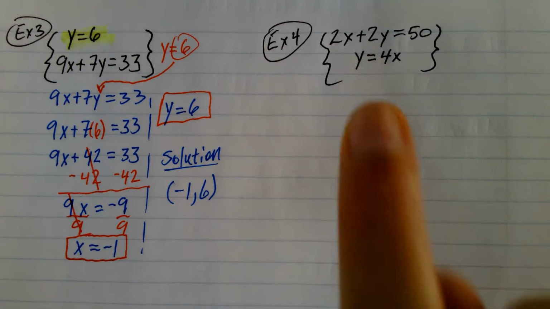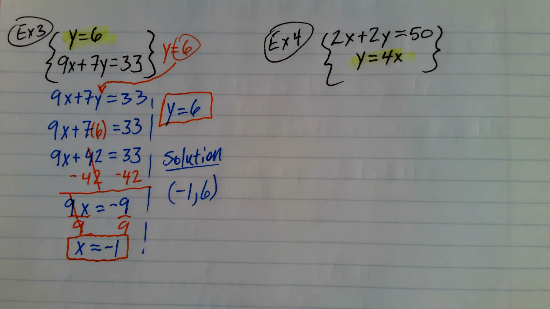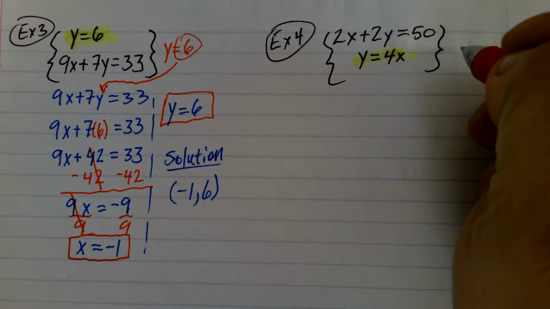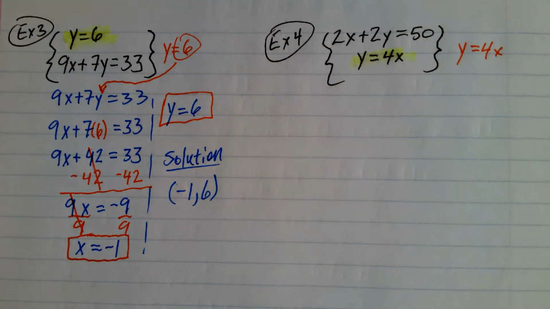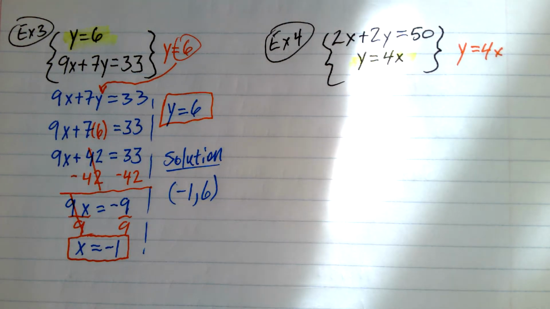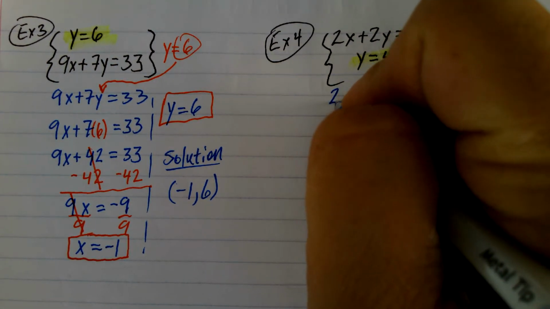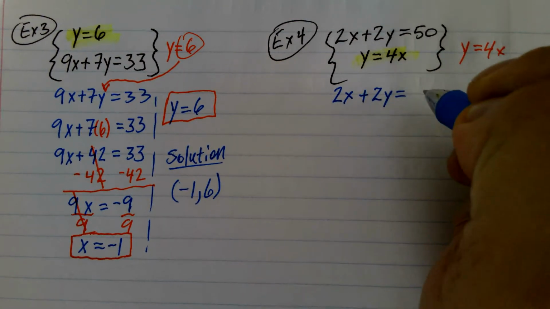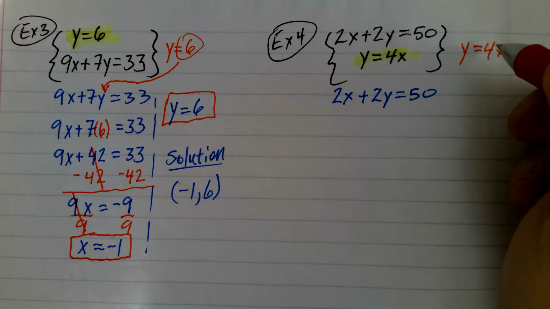And let's identify the equation with a variable by itself. Y is all by itself. We're going to pick that one. It's all by its lonesome. And so I'm going to write it down. Y equals 4x over here. Okay. And I'm going to write down the other equation. 2x plus 2y equals 50.